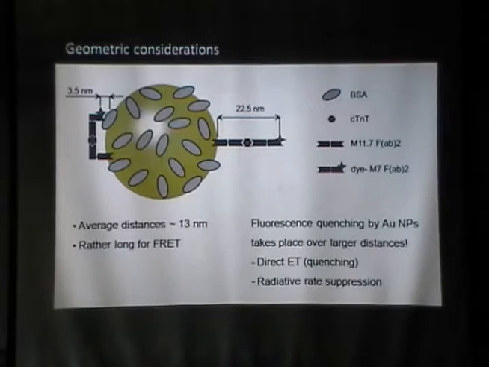And another advantage is that this quenching occurs up to 15 or 20 nanometers, which is long in comparison to FRET, for example. And since proteins and antibodies are rather large molecules, it's convenient to have a mechanism that acts over longer distances.